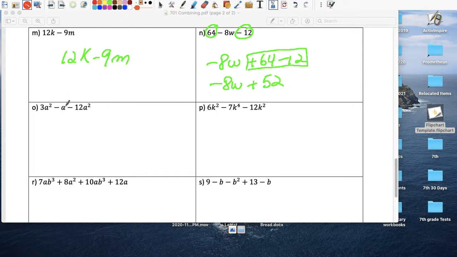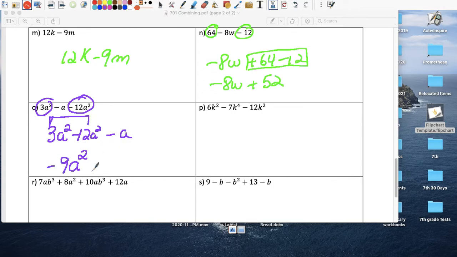Over here, the like terms are this one, and this one. So let me put them side by side. Minus a. Okay, notice that although the variable is a, they're different. They have different exponents. So these two I can combine. 3a squared minus 12a squared. It's a squared, but what's 3 minus 12? You get negative 9, and that minus a just comes along.